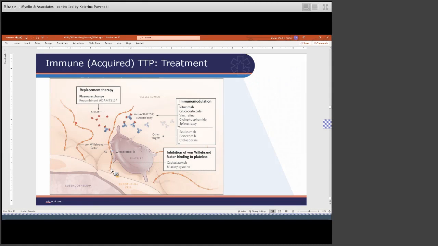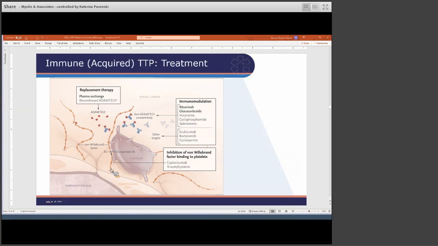So how do you treat this immune TTP? There are 3 pillars. First, you need to replace what's deficient. You need those scissors or that cleaver back, and that's ADAMTS13. And right now, the easiest way we can do it is by subjecting a patient to plasma exchange. We also need to turn off the autoantibody production. So most of these patients receive steroids, and if they don't respond, then rituximab.